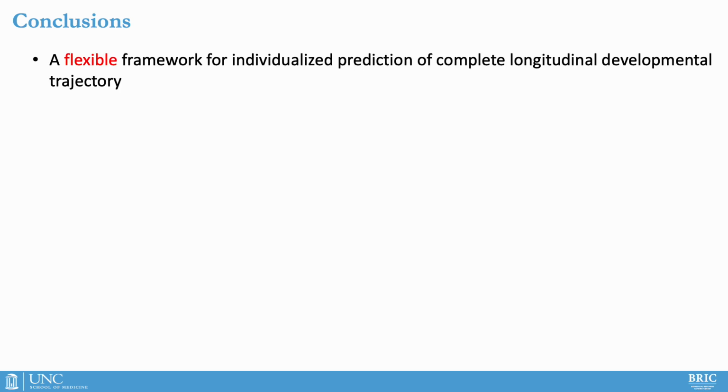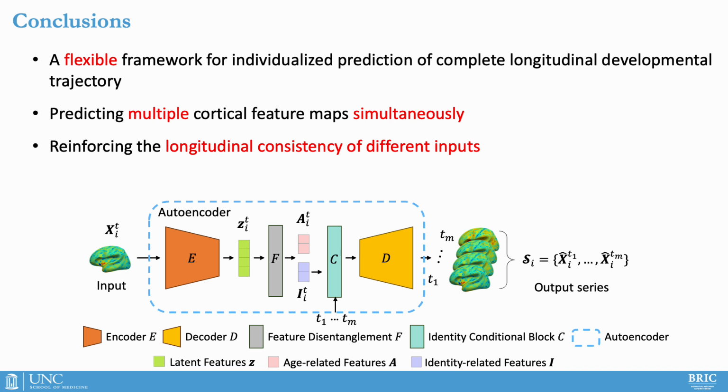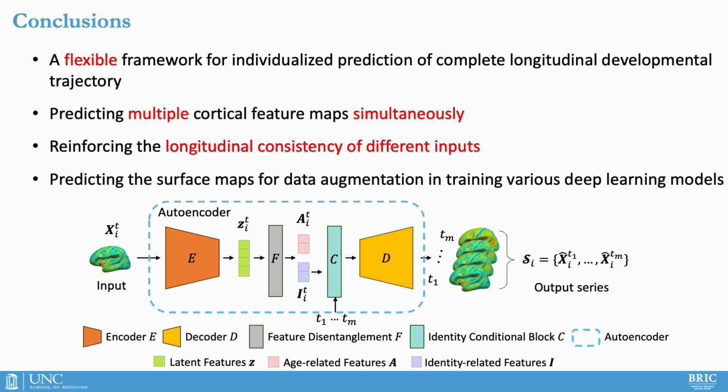In conclusion, we propose a flexible framework for individualized prediction of the complete longitudinal developmental trajectory, and we could predict multiple cortical features simultaneously. Besides, we reinforce the longitudinal consistency of different inputs to decrease the ambiguity in practical scenarios. Moreover, the predicted surface maps could be used for data augmentation in training various deep learning methods.